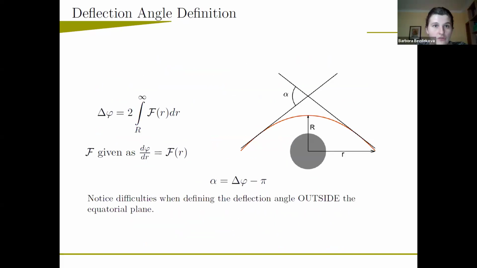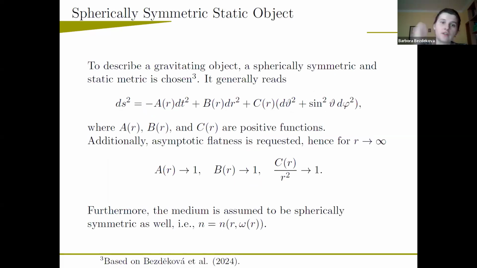So this is what I wanted to say about the deflection angle. As I mentioned several times, in order to calculate the deflection angle, or anything, you have to define both the metric and the medium. For the metric, let us now choose the general spherically symmetric static object, which can be defined by these three functions, which are due to the symmetry only functions of the radial coordinate, and we assume that this metric will be asymptotically flat. So we assume that these functions are positive and behave at infinity like that.